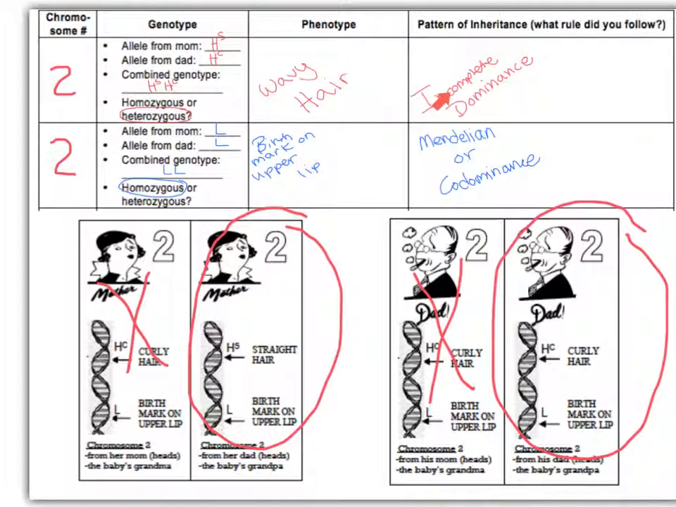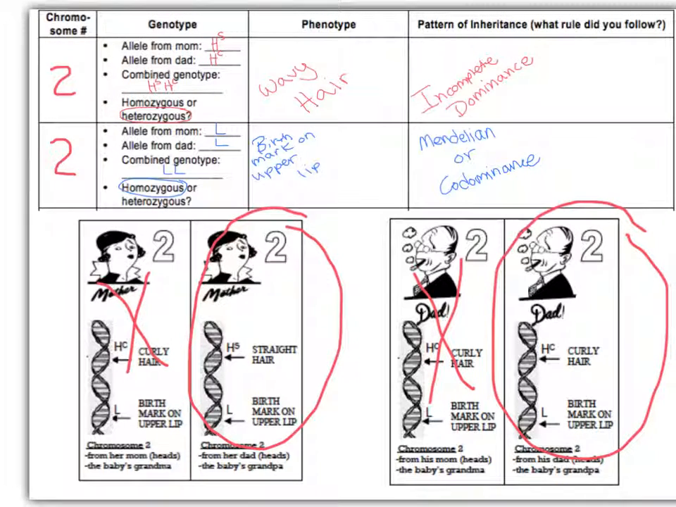incomplete dominance. Chromosome 2 we had right here, big L, birthmark on upper lip, big L, birthmark on upper lip. It is homozygous. They will have a birthmark on their upper lip. And we are okay if you put Mendelian or codominance. We will accept either one.